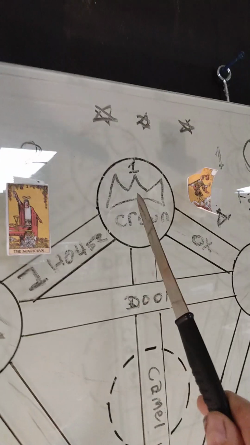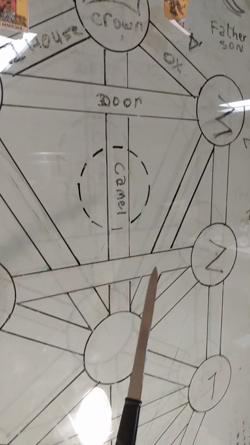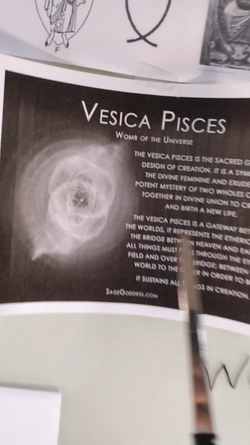10 doesn't exist. 11. That's why 9/11 happened on 9/11, because these guys were behind it. But anyways, we're here to talk about the Vesica Pisces.